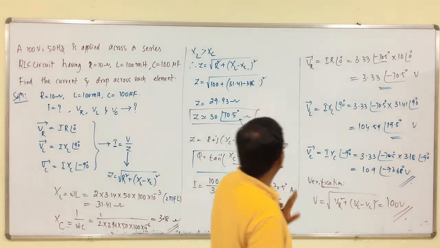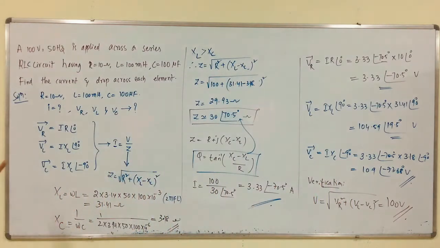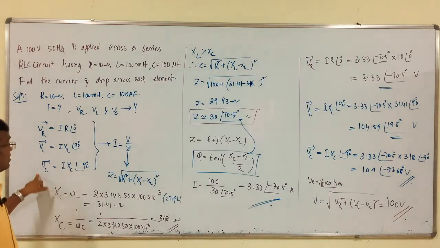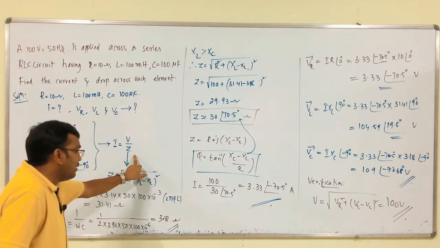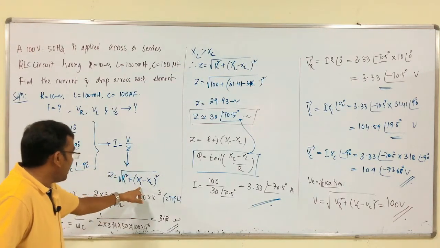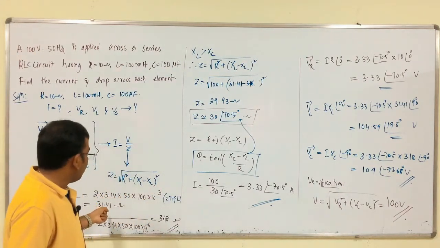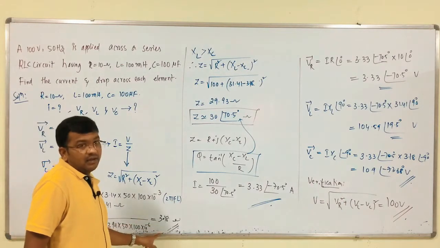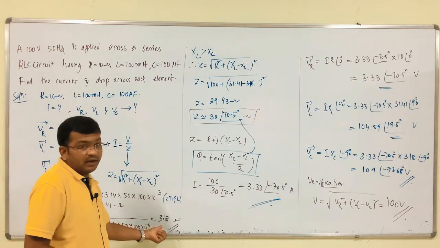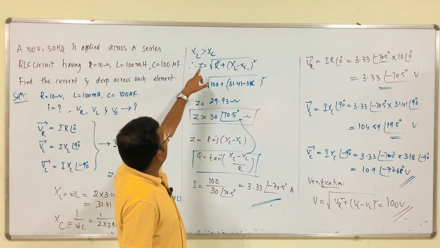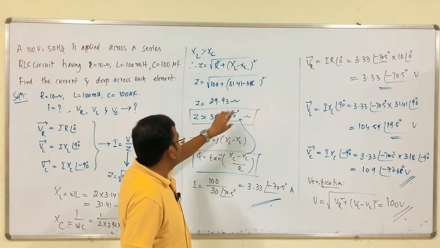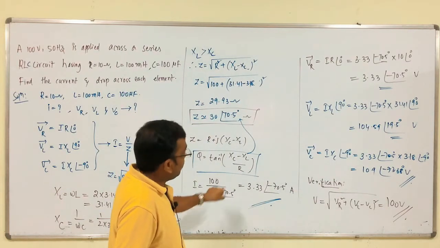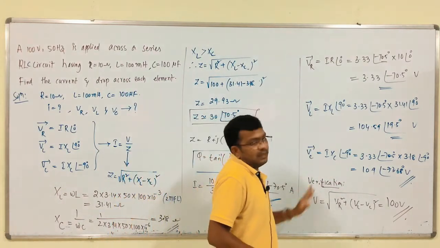So, simple, we have to calculate these three, VR, VL, VC. In order to calculate these three, first we have to calculate the current. To calculate this current, first we have to calculate the impedance. That is why first we have to calculate XL and XC, and XL is 31.41, XC is 3.18. There is slight modification, you have to correct it, and XL is more than XC. After getting that, we are going to get the impedance 30 at an angle 70.5, and this is the current value, and this is about VR, VL, VC. That is it.